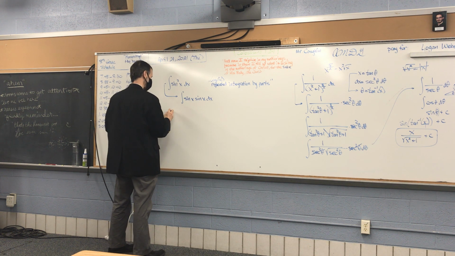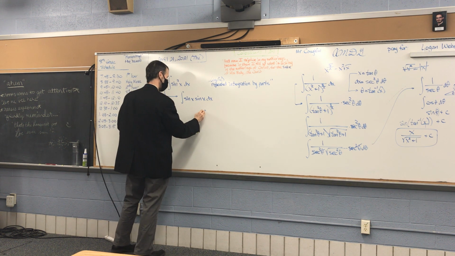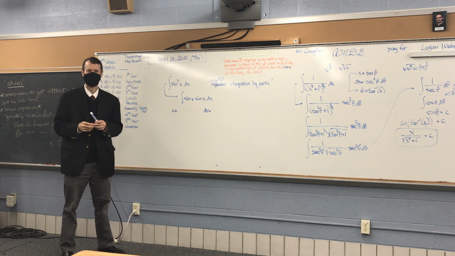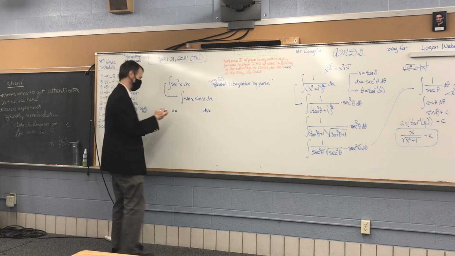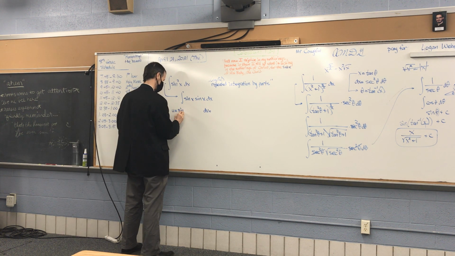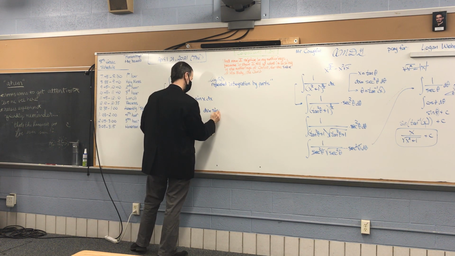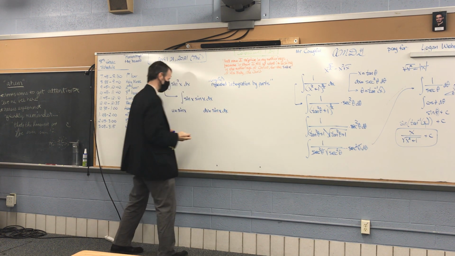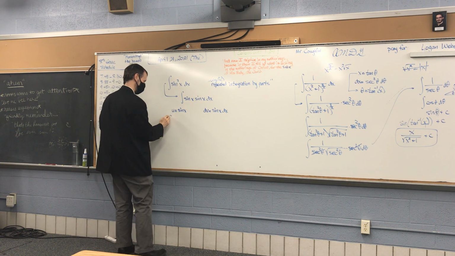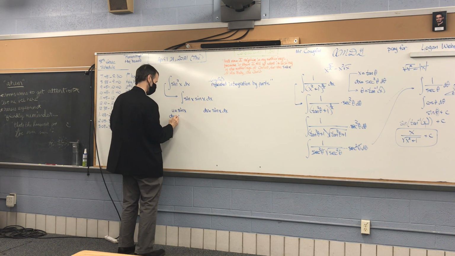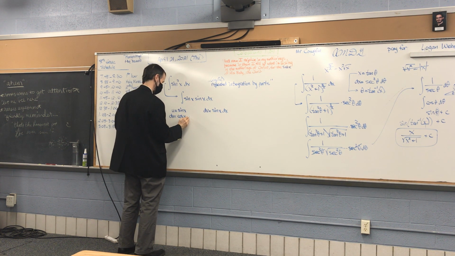What would you use? This is actually kind of funny, but what would you choose as u and what would you choose as dv? There's actually not a heck of a lot of mystery here. Yeah, well, gee, I'll do sine of x for this one, and I'll do sine of x dx for the other one. And then what's du? Cosine of x, dx.